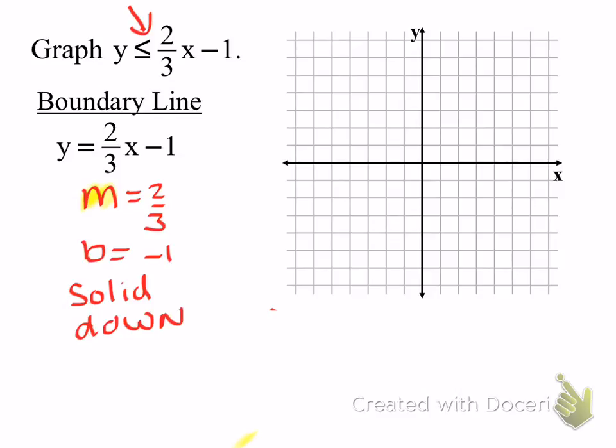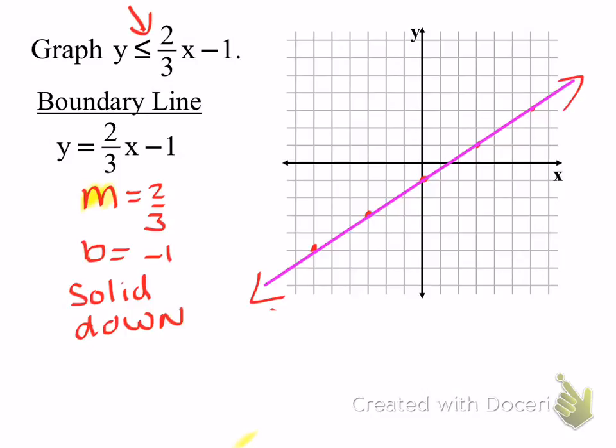So, I'm starting at -1, and I'm rising 2, running 1, 2, 3. Rising 2, run 1. How about negative 2, 1, negative 1, 2, 3, to the left. Negative 2, 1, 2, 3. And then, did we say it's going to be solid? Okay, so I'm going to give myself a nice solid line.